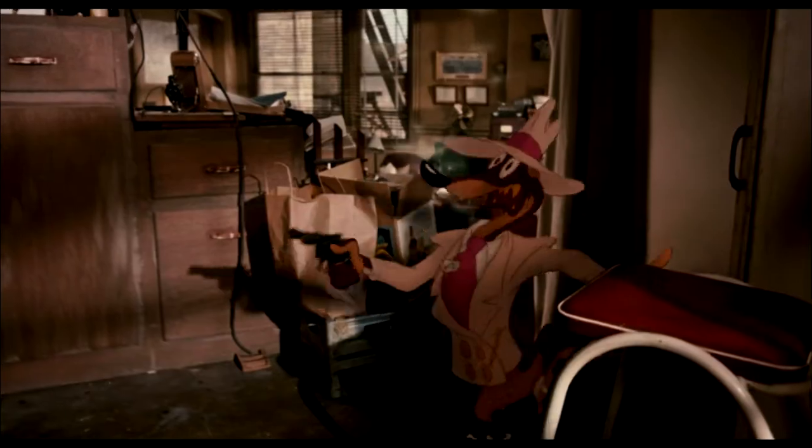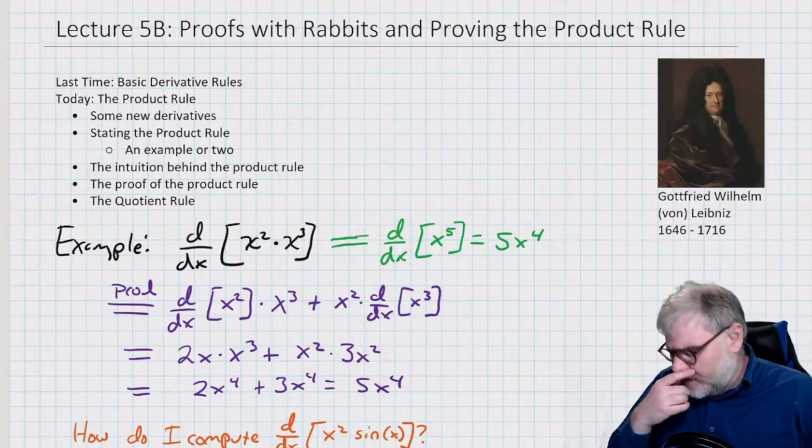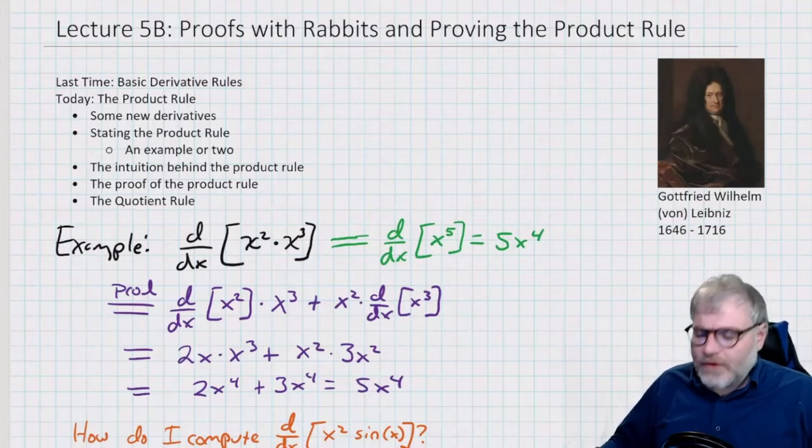Last time we talked about the basic derivative rules, and today we're going to talk about the product rule and then proofs with rabbits, because we're going to use a rabbit to prove the product rule. Hold it right there. So why do we have such a rule anyway? So what is the product rule?